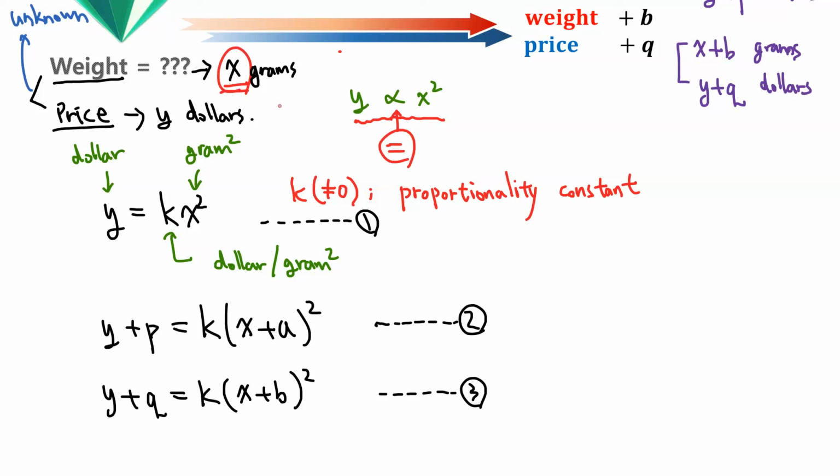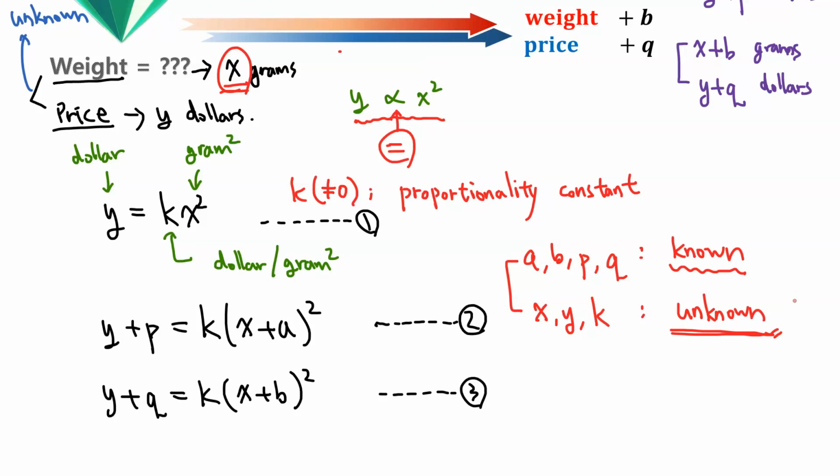But before attempting to solve these equations, let's quickly summarize knowns and unknowns. Here, A, B, P, and Q are known values. They are given in the problem, whereas X, Y, and K are unknowns. Therefore, while trying to find X, Y and K must be eliminated and must not appear in our final answer. So how do we do that?